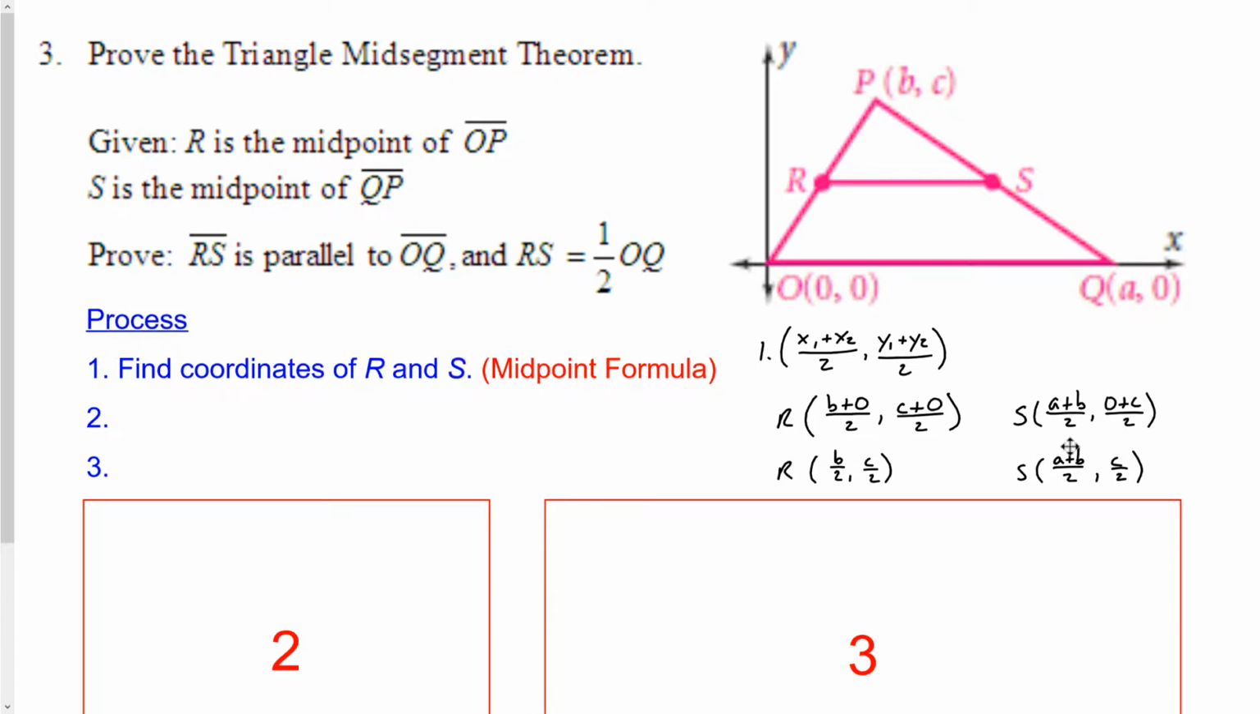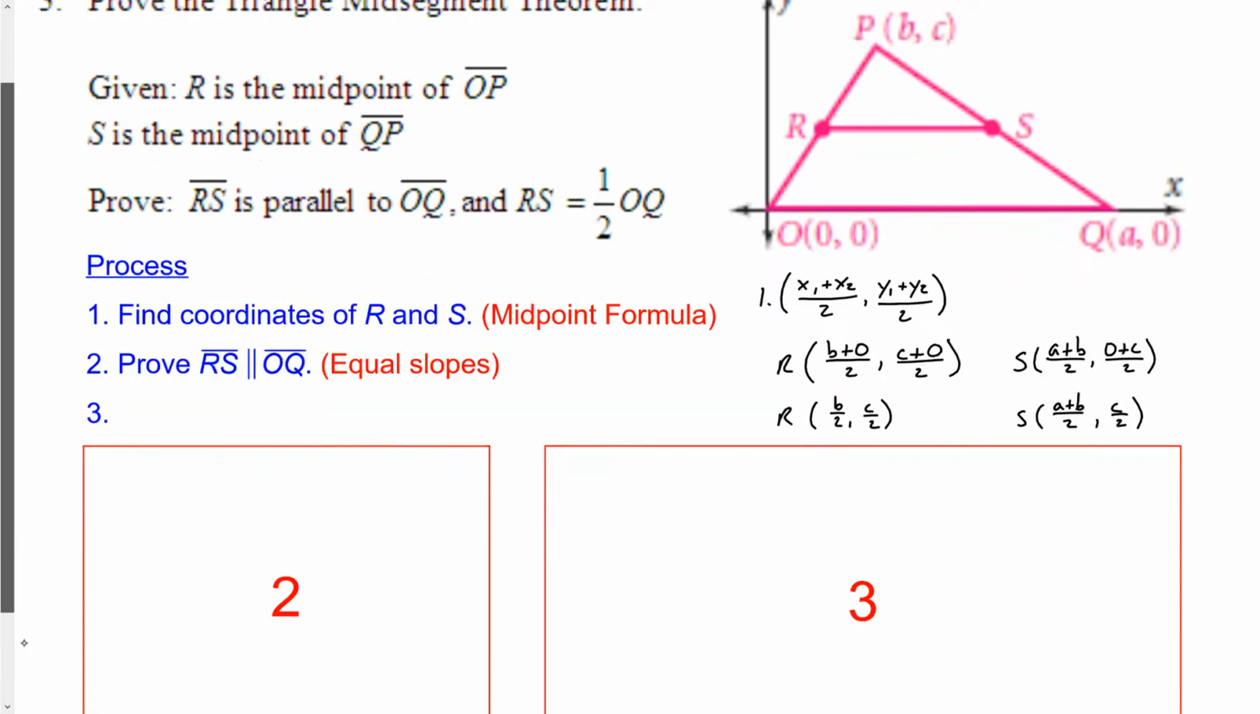So now that we have those two ordered pairs for the two midpoints, R and S, the endpoints of our midsegment, the next thing we can do is prove that the midsegment is parallel to the third side. Now, if you think about it, how do you prove lines are parallel? What have we talked about looking at? We have to show that they have equal slopes. In order to prove they're parallel, we have to show the slopes are the same.